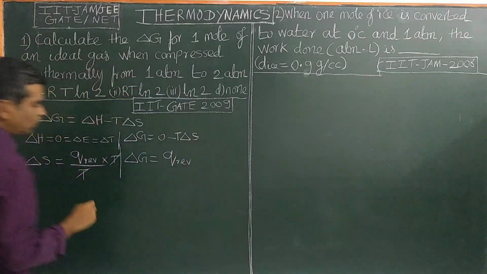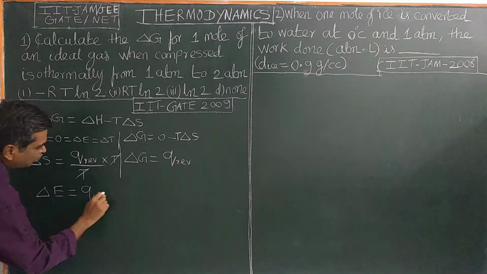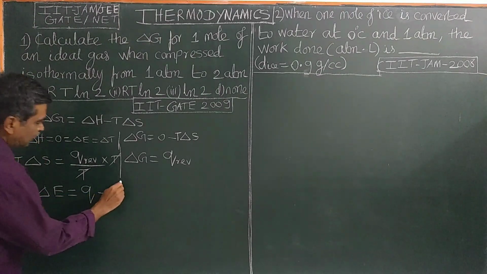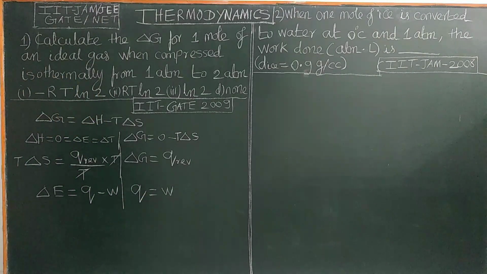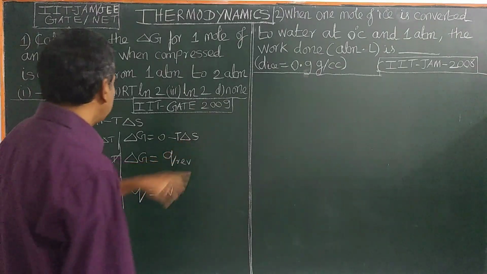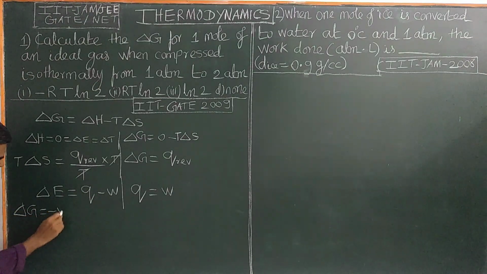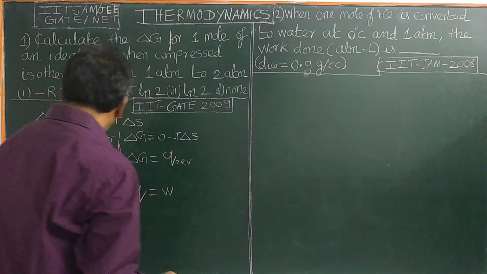Now you know from the first law of thermodynamics, delta E is equal to Q minus W. Delta E is equal to 0. Therefore, Q is equal to W. Now delta G is equal to minus W. That is already a basic expression. Maximum work done, that is the reversible compression here. Therefore, delta G is equal to minus Q reversible or minus work.